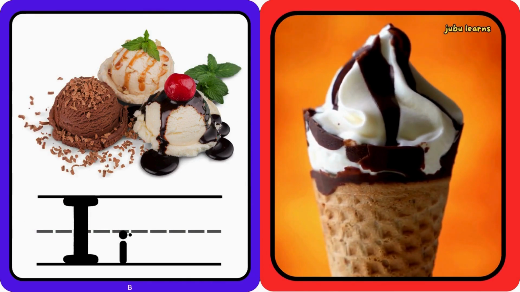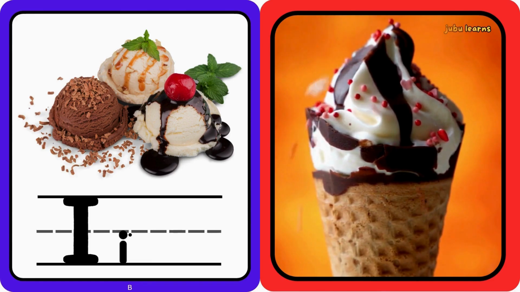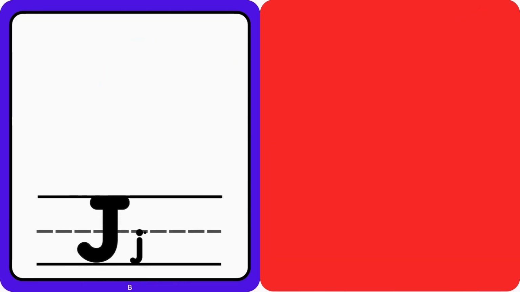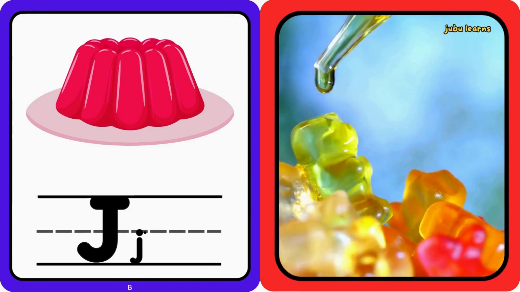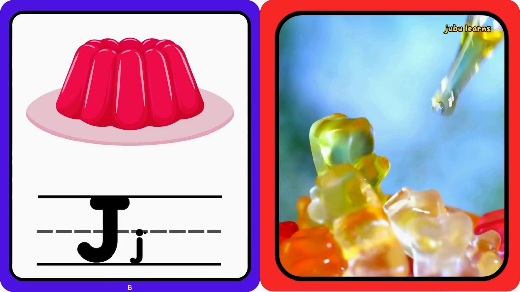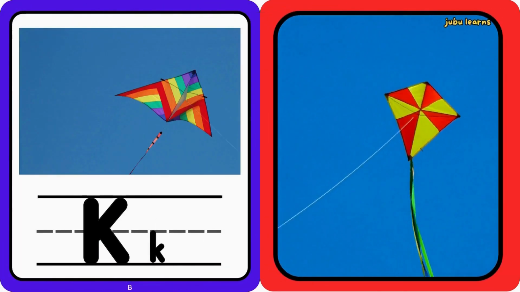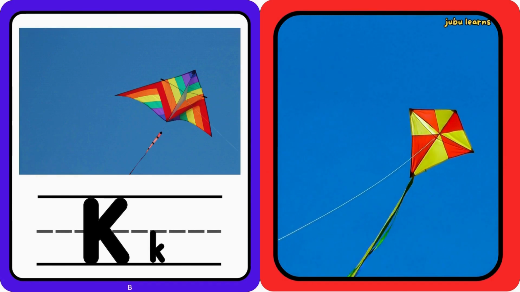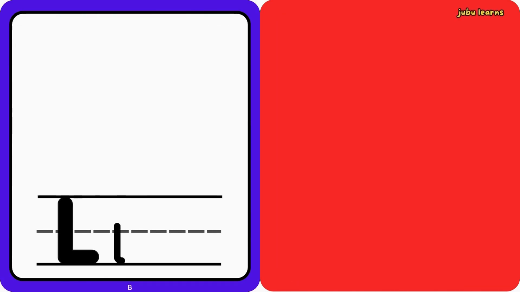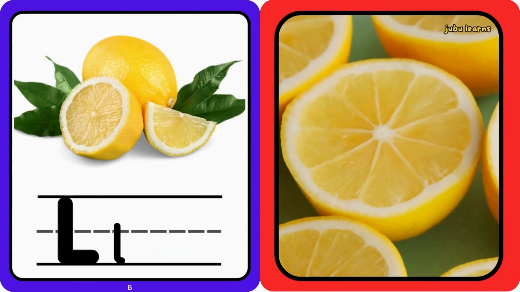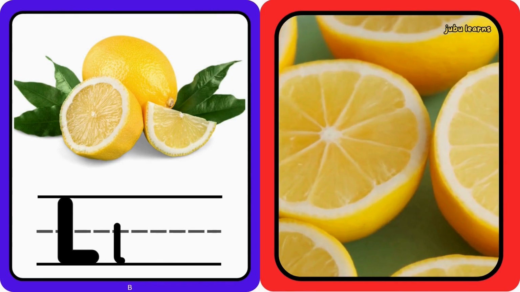I for ice cream. J for chimney. K for kite. L for lemon.